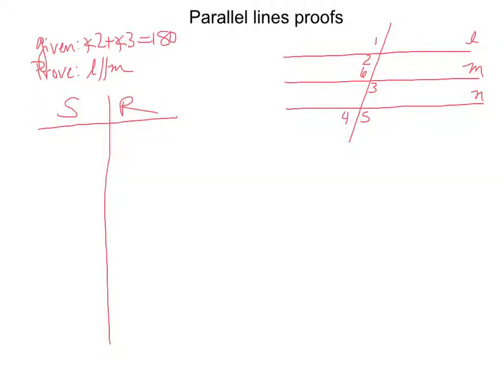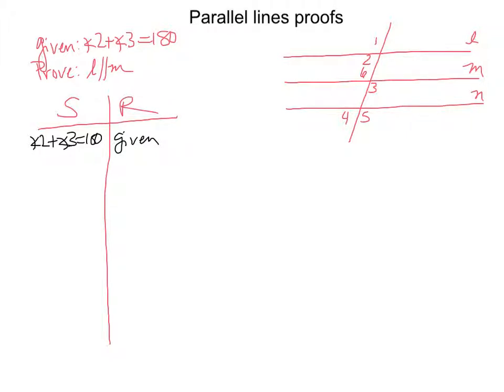Okay, so here's an example of a parallel line proof. Let's look at what we got. Let me write in the given, and then let's look at that. So if this is what we have, say, 2 and 3 add up to 180.